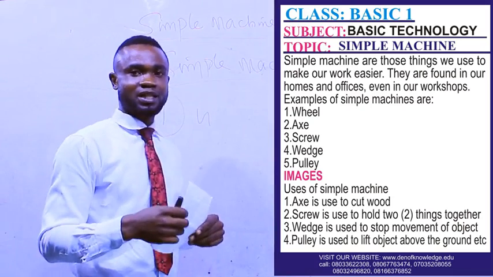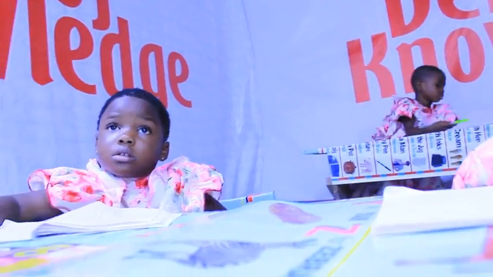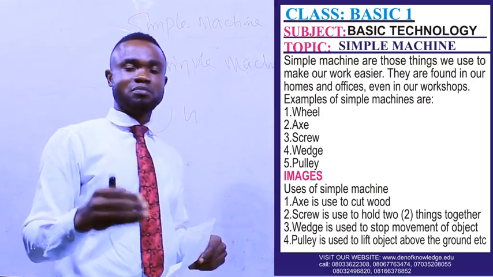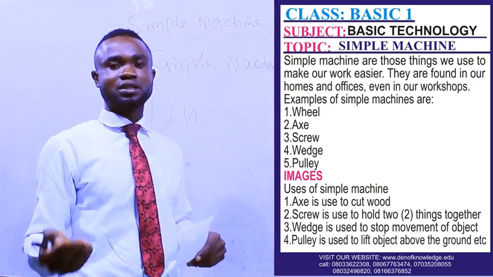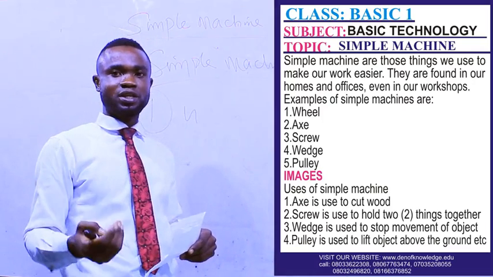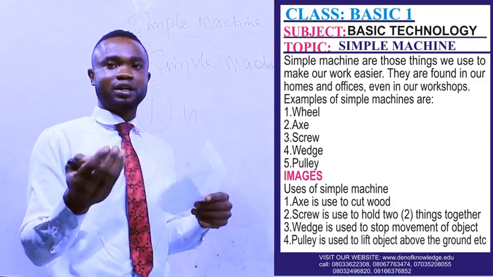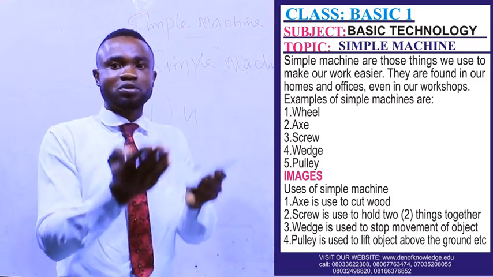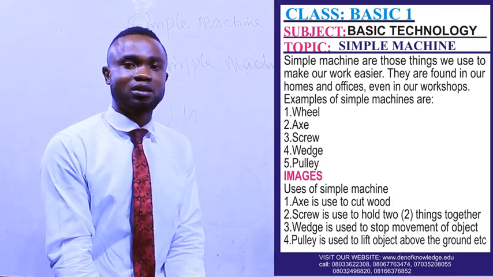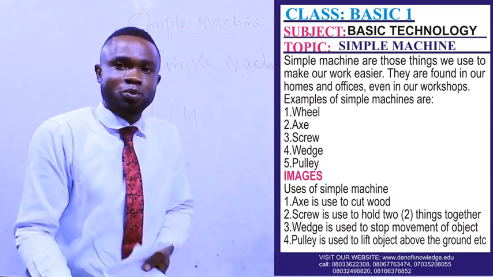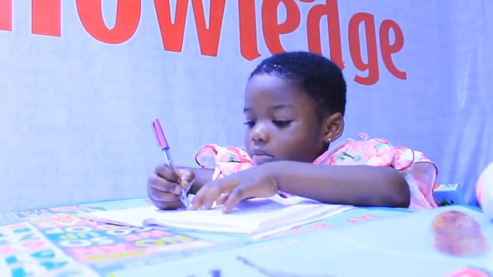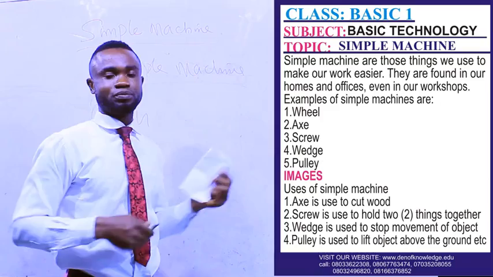Next one is the axe. An axe is a very good simple machine used to break something, maybe firewood or any other thing again. We have the pulley. A pulley is a good machine used to pull or to move something above. You can't carry it with your hand. With the help of this pulley, you can carry it up.